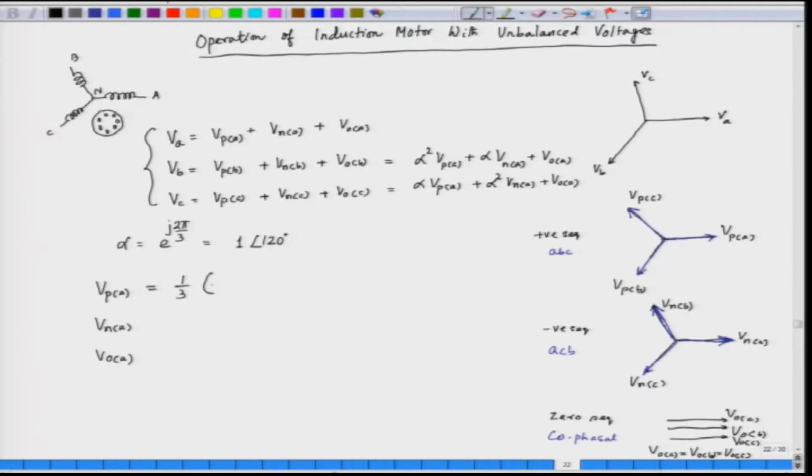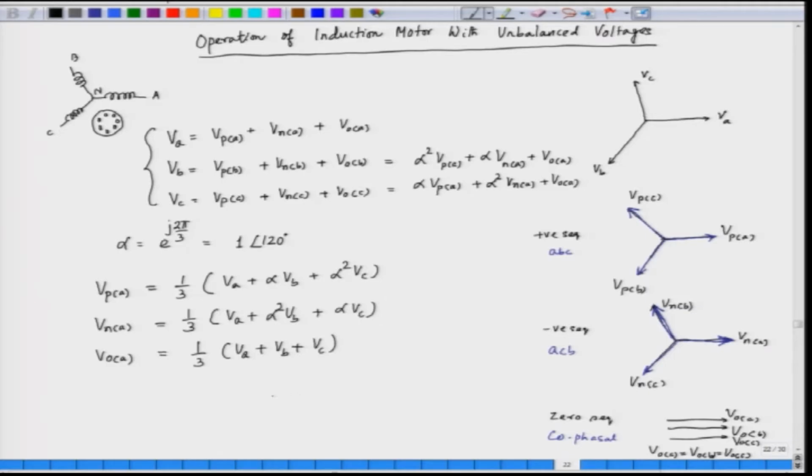If we simplify this, we get the following values. The positive sequence component is 1/3 of Va plus alpha Vb plus alpha square Vc, and the negative sequence component is 1/3 of Va plus alpha square Vb plus alpha Vc. The zero sequence component is 1/3 of Va plus Vb plus Vc.